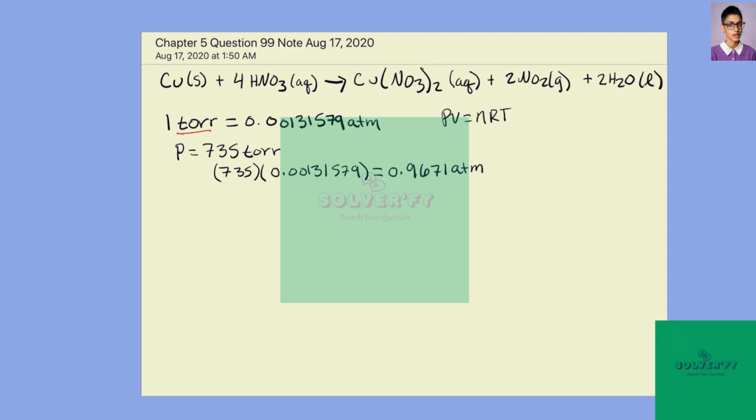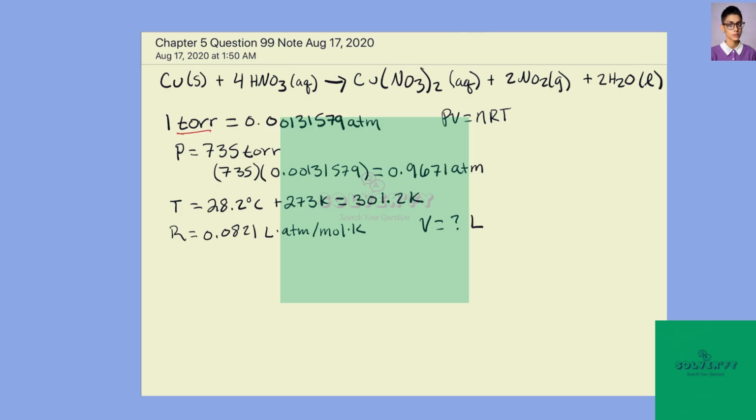atmospheres. They also tell us that the temperature is 28.2 degrees Celsius. I'm just going to add 273 Kelvin to this to get it into Kelvin. So our new temperature is going to be 301.2 Kelvin. And I'm going to be using R is equal to 0.0821 liters atmosphere per mole Kelvin. And we are looking for volume in liters.